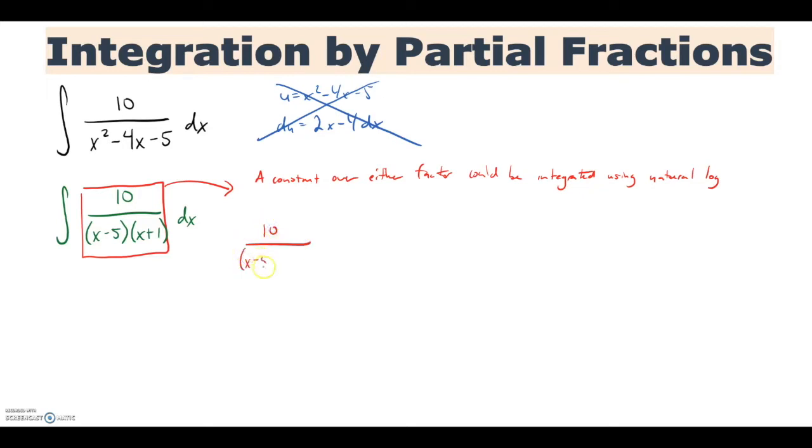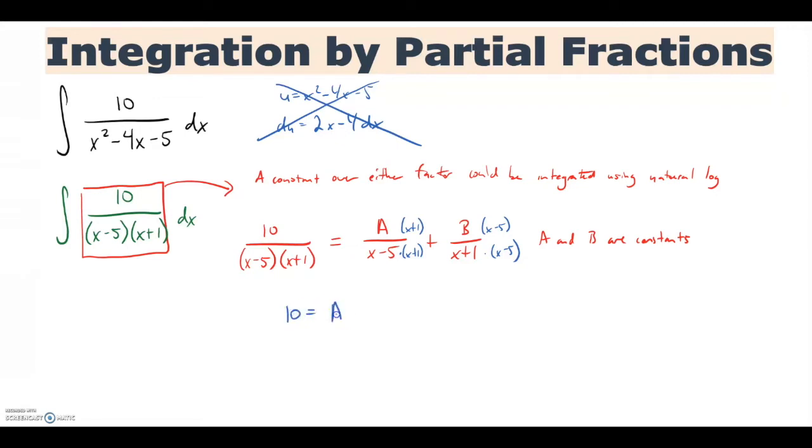We're going to look to take this 10 over x minus 5 times x plus 1 and break it apart into two separate fractions, kind of going from a common denominator to two different denominators. One of them being A over x minus 5 plus B over x plus 1, where A and B are both constant values. Now if we think about recombining these two separate fractions into one fraction with a common denominator, it would involve multiplying the first fraction top and bottom by x plus 1 and the second fraction top and bottom by x minus 5.